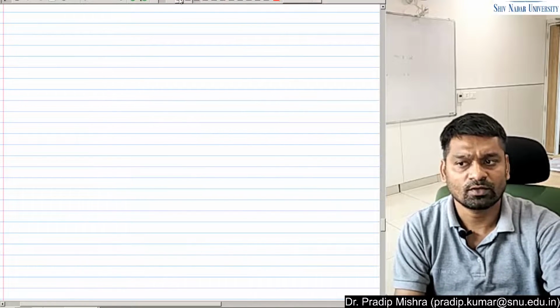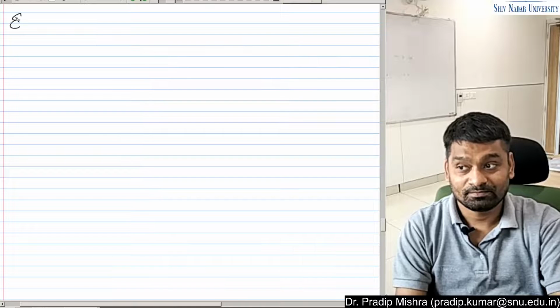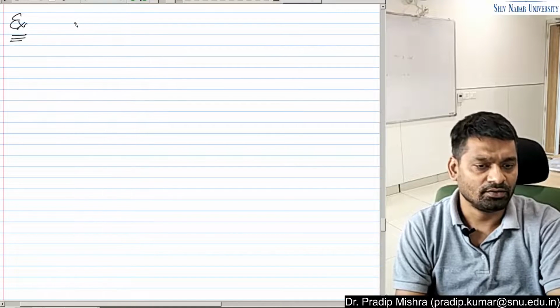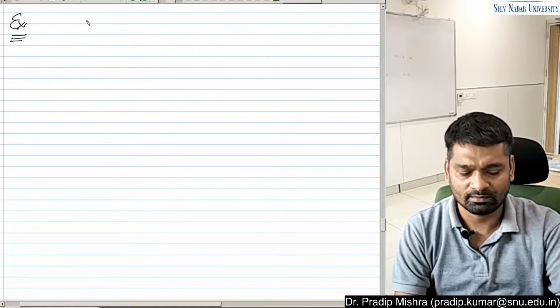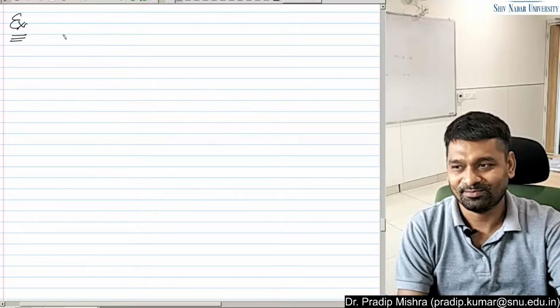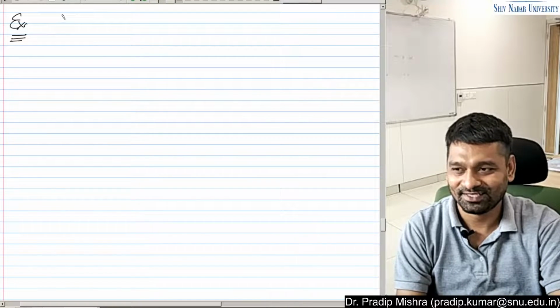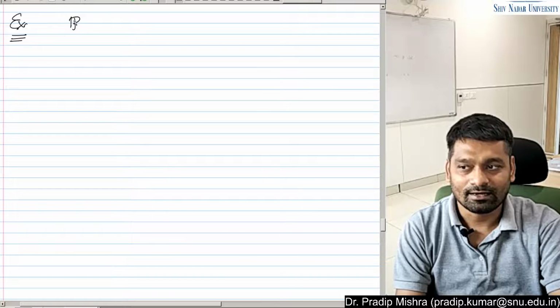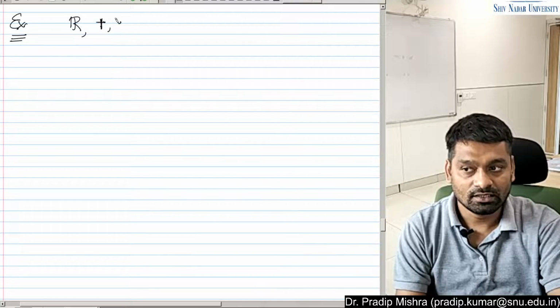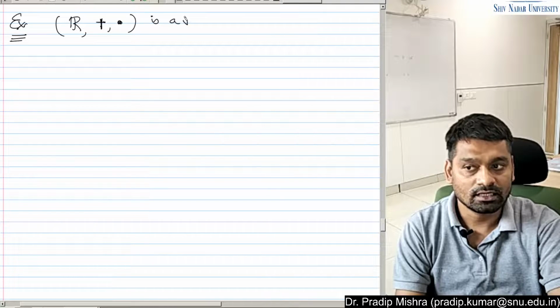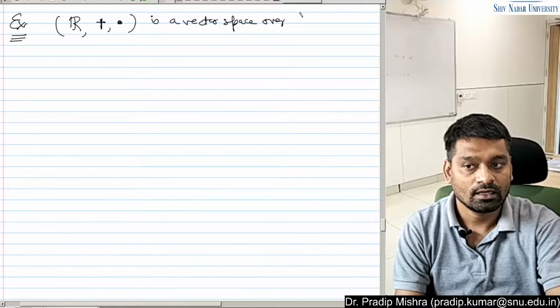So first of all, I will go very non-intuitive. It's not a good example, but you will understand the definition with the help of this symbol. Let us take R, the usual real numbers, with real number addition and real number multiplication, and then it turns out that this is a vector space. R is a vector space over R.